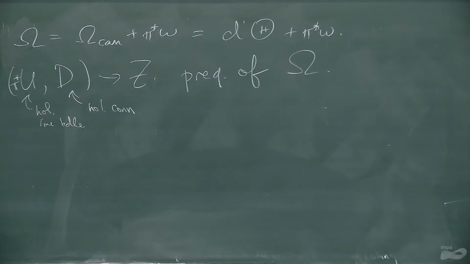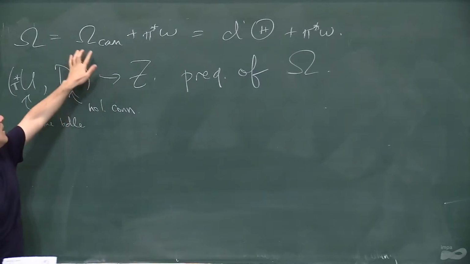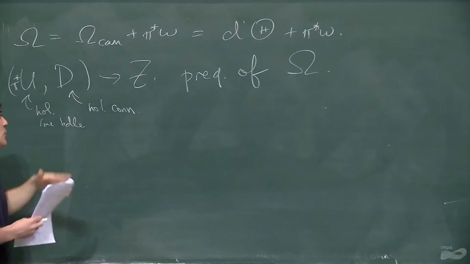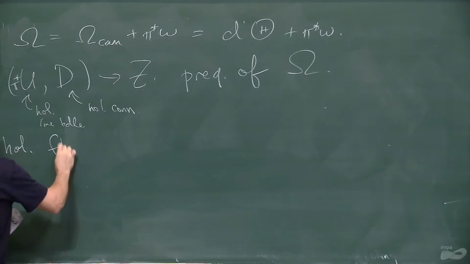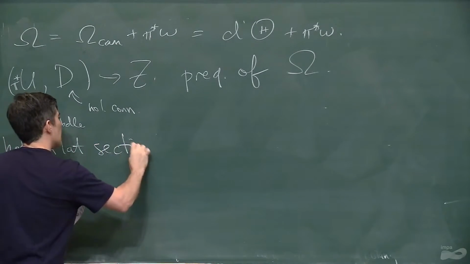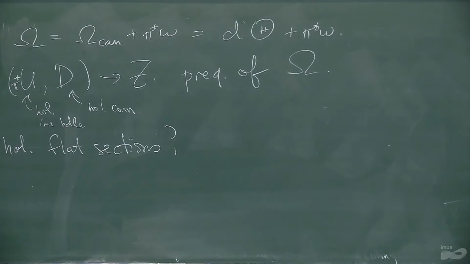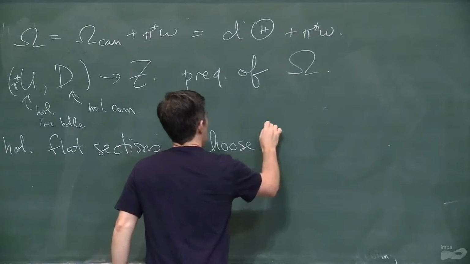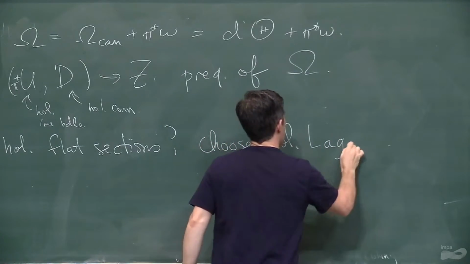And then we do the same thing as we did before. We're now going to take holomorphic flat sections of this. And we are going to fail just as we did before, because this has curvature. So we cannot find holomorphic flat sections, but what we could do is choose a polarization. We need to choose a holomorphic Lagrangian polarization.